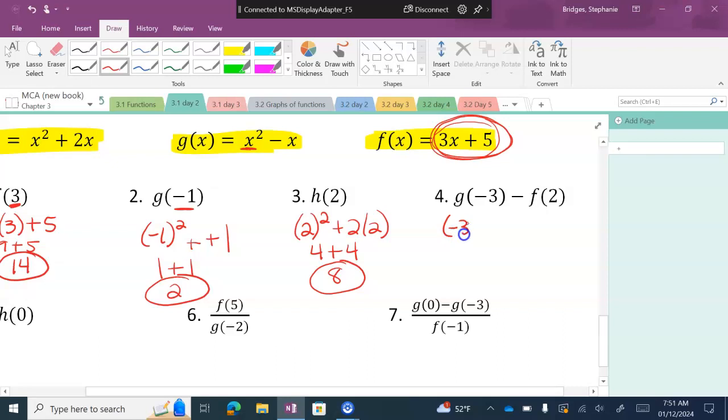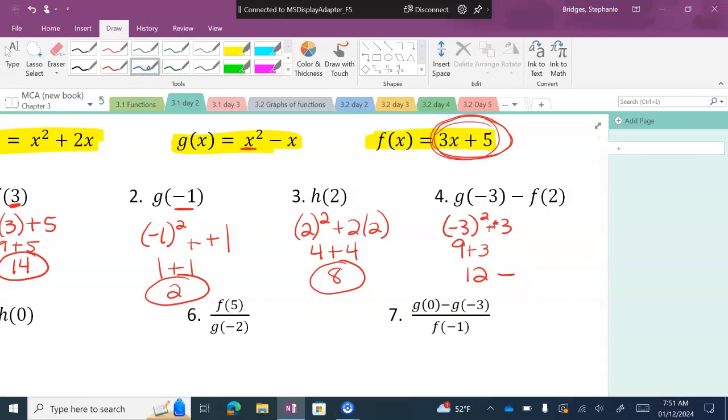So we're going to plug in negative 3 into my g function. That's what I'm doing first in the red. What does negative 3 squared turn into? Positive 9. And then minus a negative 3 also turns into plus 3. So what do we get for that first part? 12, okay? That minus sign is going to come down.